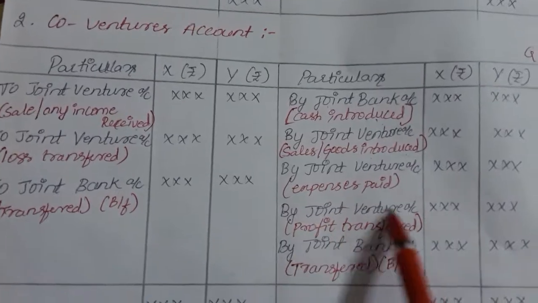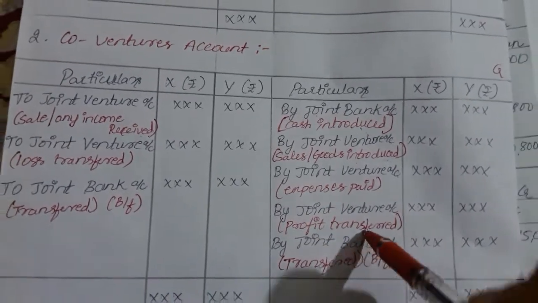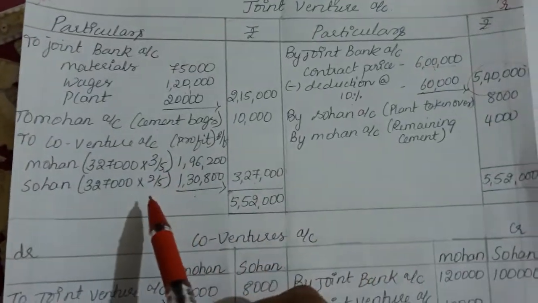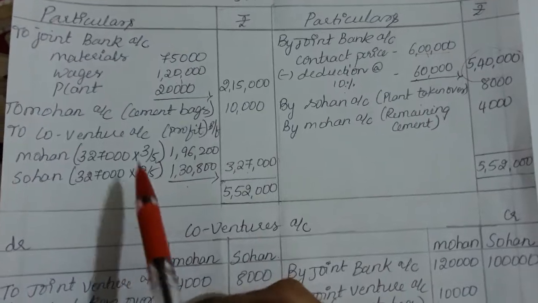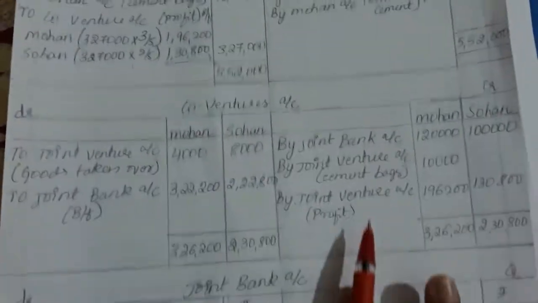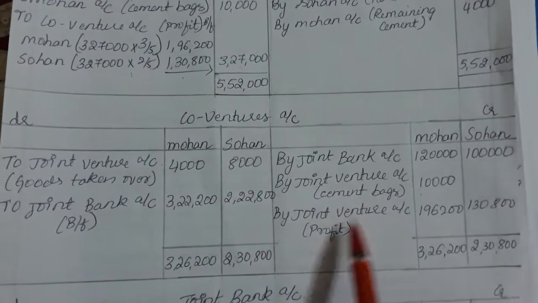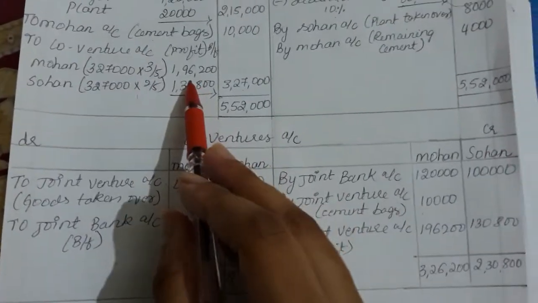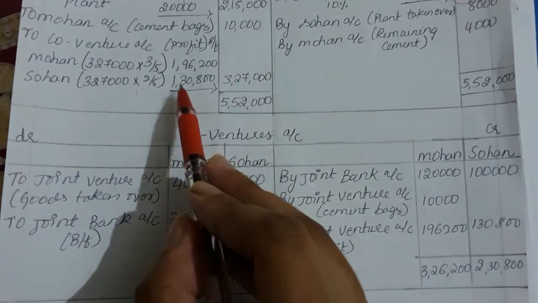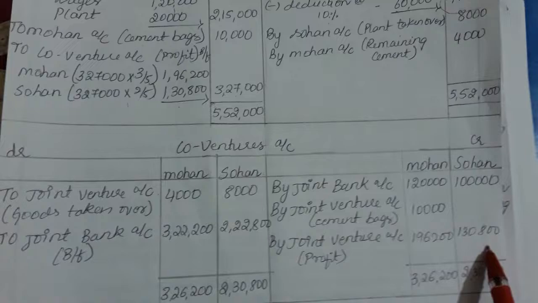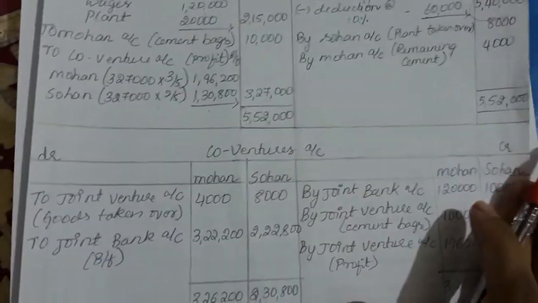So next, coming on to joint ventures account, profit transferred. When we prepared the joint ventures account, we came to know that this is a profit on joint venture, right? So if it is a profit on joint venture, we are supposed to show it over here by joint ventures account profit. So what is the profit of Mohan? 1,96,200, that is written here. And what is the profit of Sohan? That is 1,30,800.